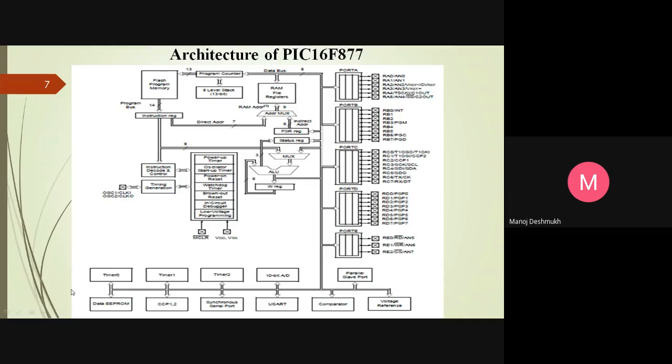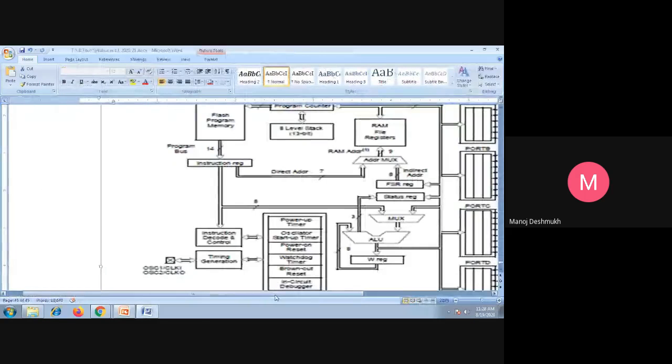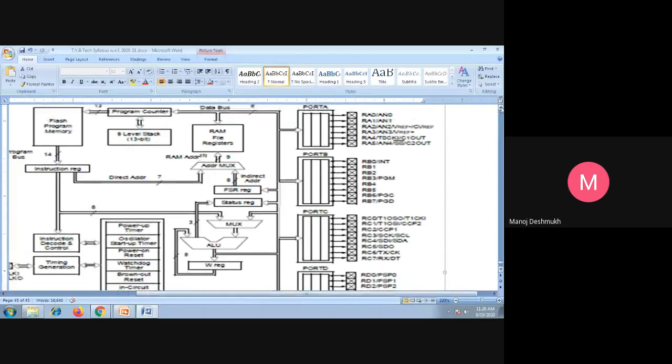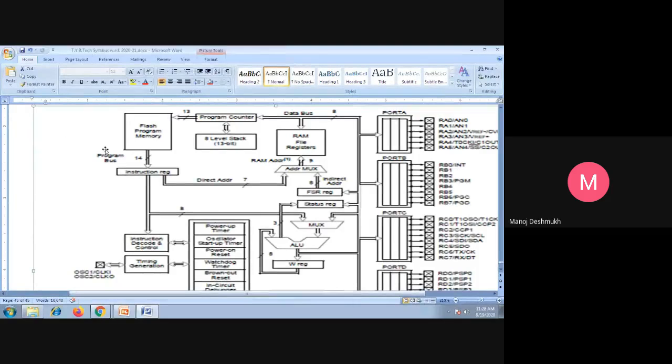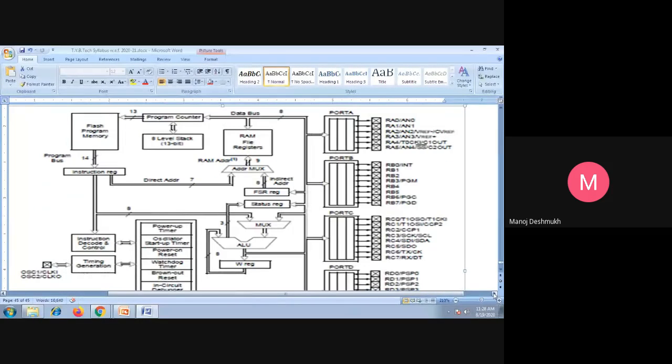So check whether you have drawn this section. Yes, sir. If all of you have completed this, we will go with the zoom in the Word file so that you are able to identify these blocks. We will reduce it a little, like this. Now start from this section: top side, top left, flash program memory, program counter, stack and RAM file register.